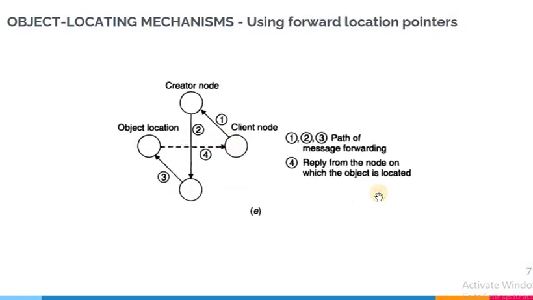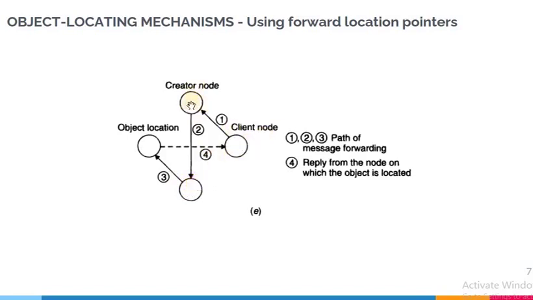All right. Then we move forward. Here we are going to use pointers. By pointers we mean we are going to keep the location of the next machine where the object is placed if there was a migration. So it means using forward location pointers, with a path of message forwarding 1, 2, 3. This client requires an object and talks with the creator. Now if the creator had migrated the object to someone else, that's totally fine, because the creator will say that I don't have it, you have to search some other machine.